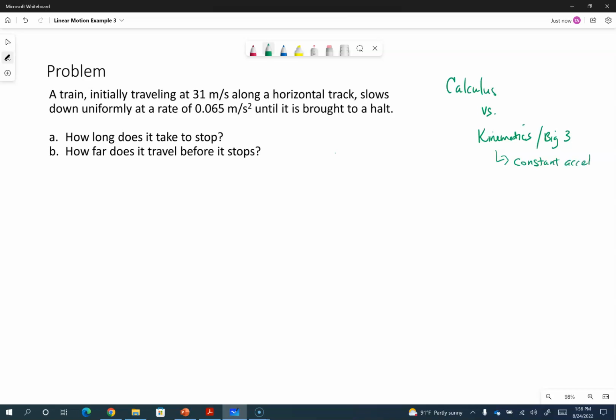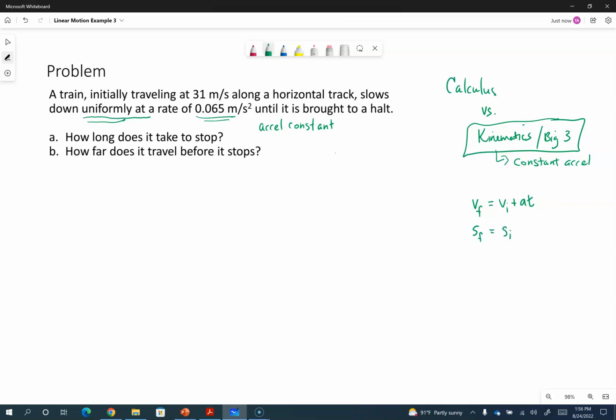Reading this problem, I see that it tells me that this train is slowing down uniformly at this rate. This means acceleration is constant, which means I can use these kinematic equations. Awesome. Now, pulling those off the test notes, I'm going to go ahead and just write them here to the side so we have them to work with.